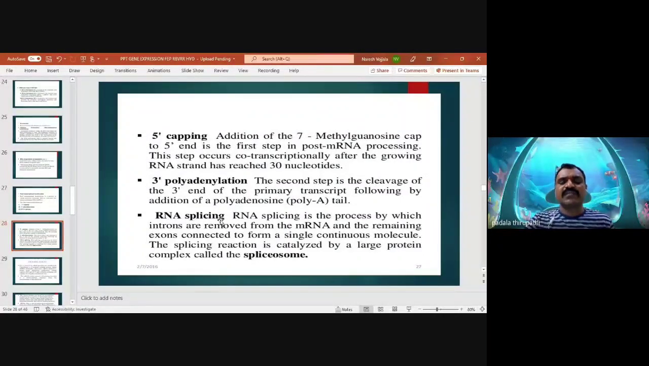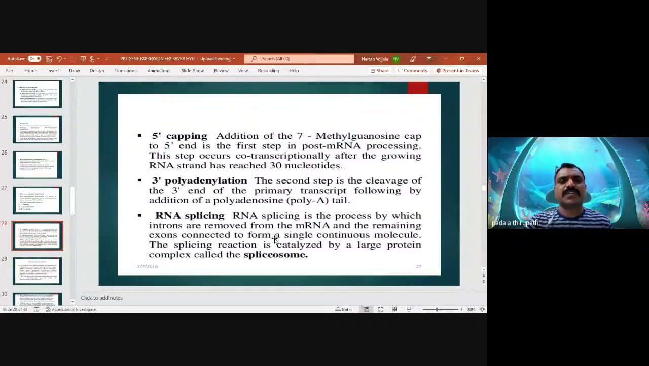Then the last post-transcriptional modification is RNA splicing. This process is carried out by spliceosomes. RNA splicing is the process by which introns are removed from the mRNA and the remaining exons are connected to form a single continuous molecule. The splicing reaction is catalyzed by a large protein complex called the spliceosome. These are the 3 post-transcriptional modifications we observe in all living organisms.